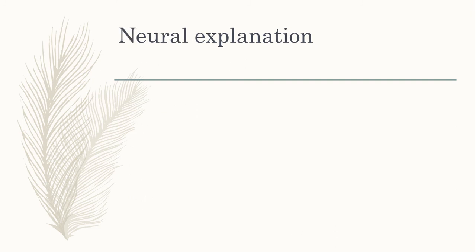We've then got the neural explanation, so they could ask specifically for the neural explanation, or they could ask for the biological explanation, where you could discuss the genetic explanation that we've just discussed previously, and then also the neural explanation, which we're just about to discuss. So neuro, as you know, means brain, and we're going to talk about the chemicals in the brain.